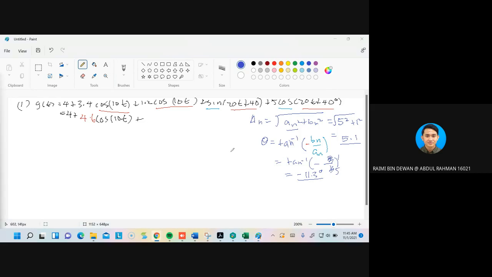So now you have this, then you write in the combined form, which is An. Now you have capital N. Now you have An here. Capital A, and then cos 20t. You see here 20t, and then you have 40. Don't forget you have 40 degree there, and then you minus 11.3.